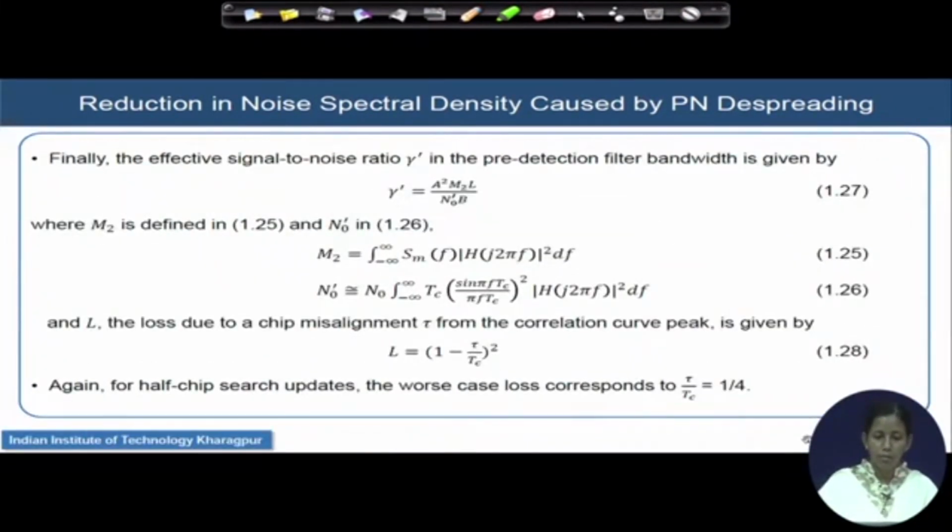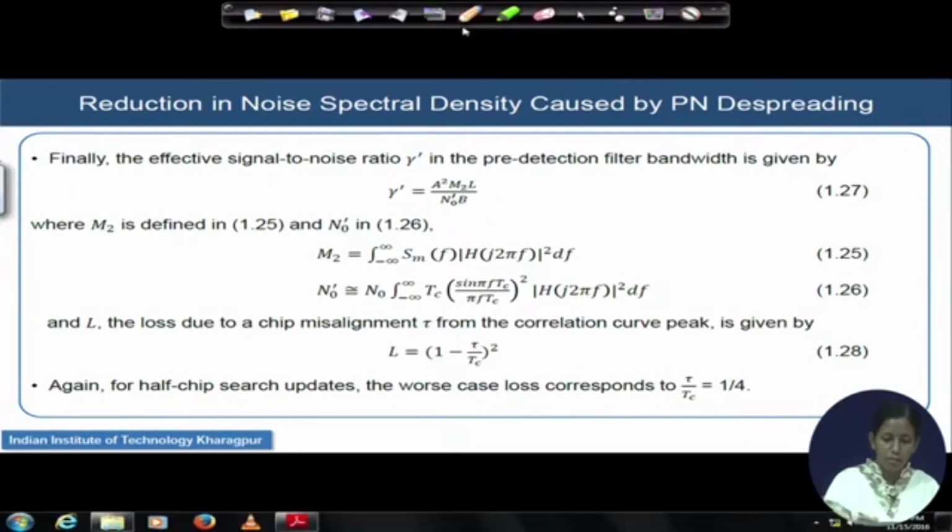Now going by similar terms, we will redefine the signal to noise ratio as the effective signal to noise ratio and represent it by gamma dashed instead of gamma. As we understood, because of the effect of the bandpass filter, the power of the signal will be multiplied by M2, so there is a reduction of the signal power. N0 will be substituted by N0 dashed, and the bandwidth remains constant. There is another factor, capital L, which is considered to be a loss.